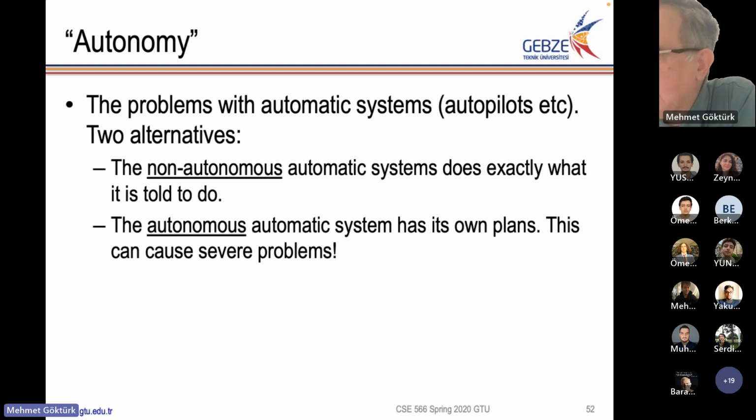When we talk about autonomy, there are multiple definitions and multiple levels, but two main categories exist. One is non-autonomous automatic systems. The second is autonomous automatic systems. Non-autonomous automatic systems do exactly what they are told to do, and they don't make decisions. Autonomous automatic systems have their own plans, change the plans, and make decisions. So interacting with autonomous systems, like autonomous robots, autonomous drones, or autonomous processes in the virtual world, makes controlling them and being aware of what is going to happen more difficult.